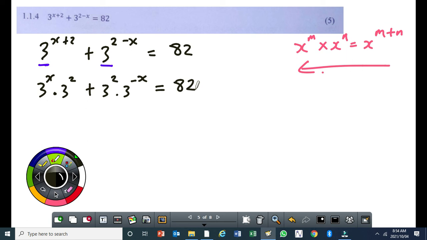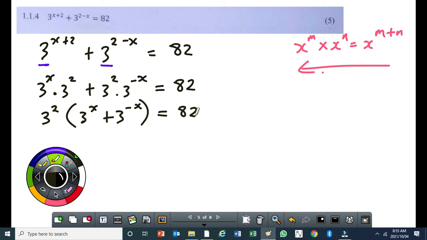Then here now, you identify a common factor. But you also have to work smart because maths requires you to think. So if I take out a common factor here, in this case it will be 3 to the power of 2. I take out that common factor. Then I'm going to end up having 3 to the power of x plus 3 to the power of minus x. Like that. And this is equal to 82.